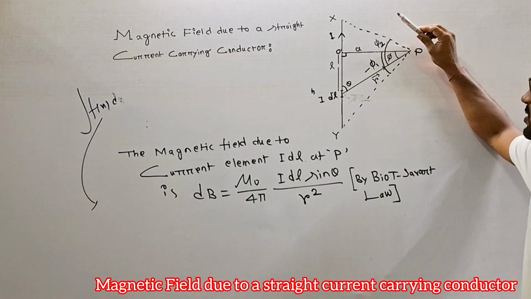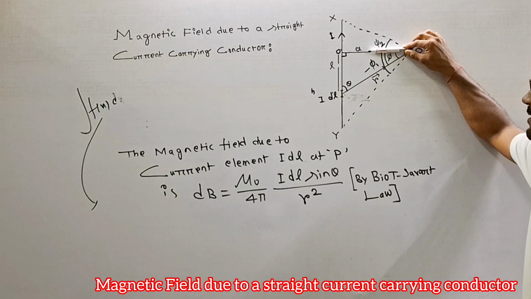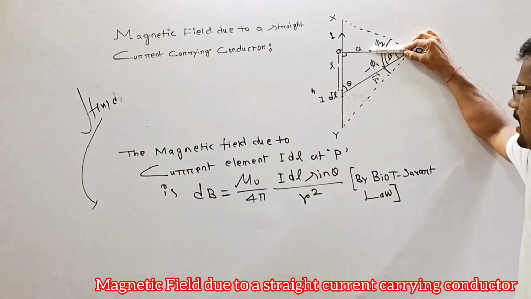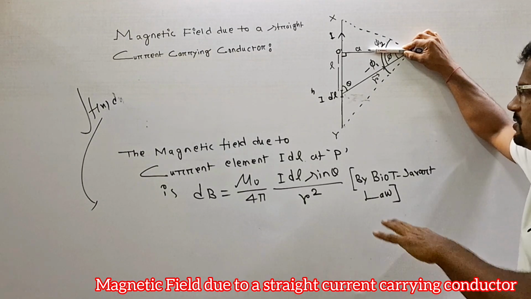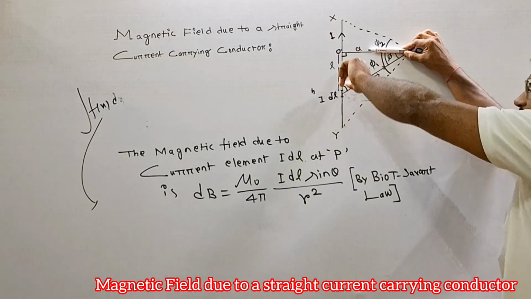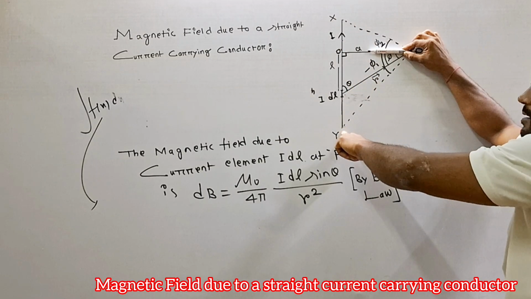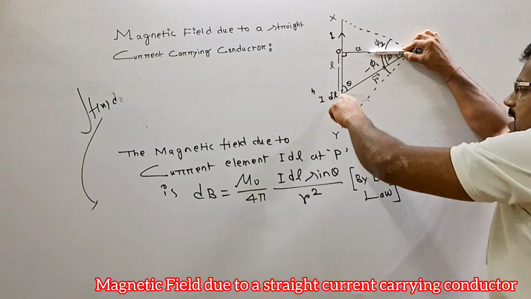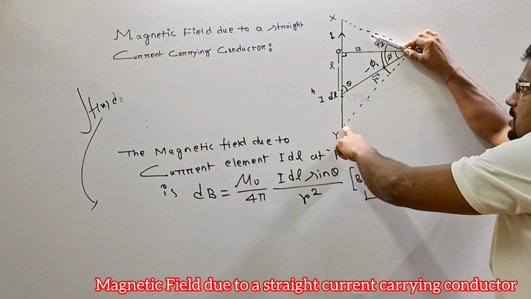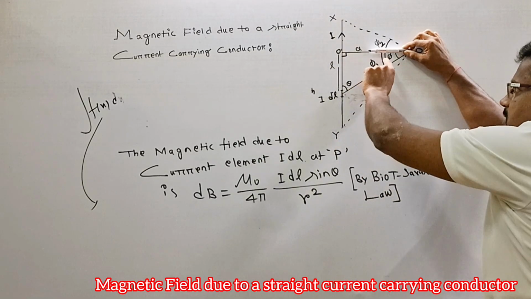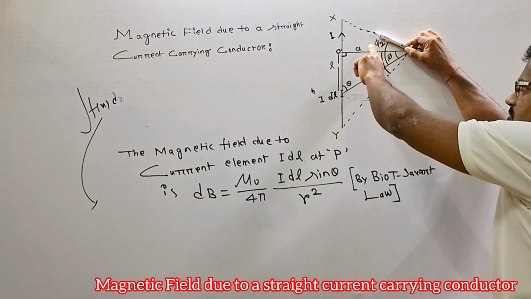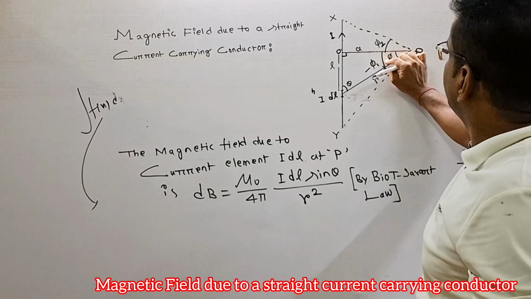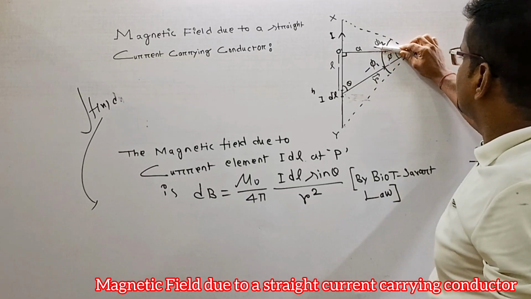So what I am saying is, from P, this perpendicular distance is a reference line, and as you have to find the magnetic field due to the entire straight conductor, whatever current flows here, for that the entire length you have to cover. If you look to the top of the conductor, then phi becomes phi 2. Phi becomes phi 2 from here.